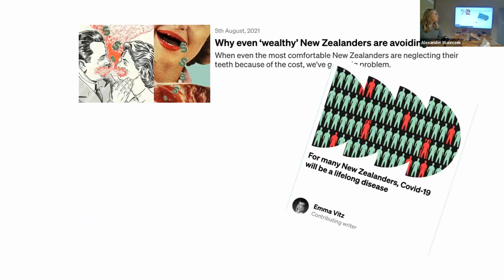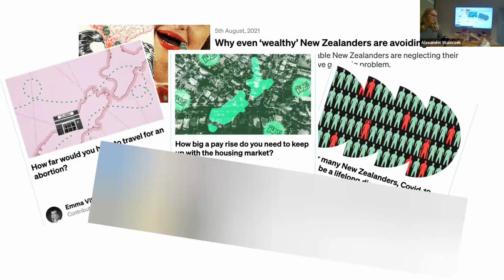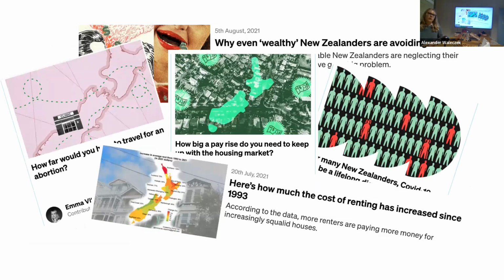Since then, I have written a bunch of different articles for The Spinoff. They approached me after that map went viral and asked whether I wanted to write about it, and then whether I wanted to keep writing for them. I've written about everything from how much you need to earn to afford rent, to why almost no one goes to the dentist regularly, to how far you would have to travel in New Zealand to get an abortion, to truancy, a whole wide range. So that's my introduction. What I wanted to share with you today was a few things that I've learned along the way as I've been putting those articles out.